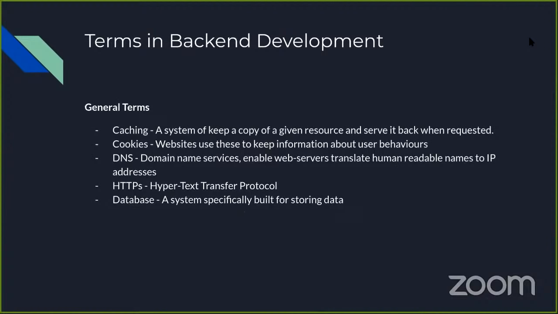So moving on to a quick glossary of terms that are related to software development in general, but more specifically to the backend. We have things like caching. This is a system of copying a given resource and serving it back when it is requested. This will become more important as we move along.